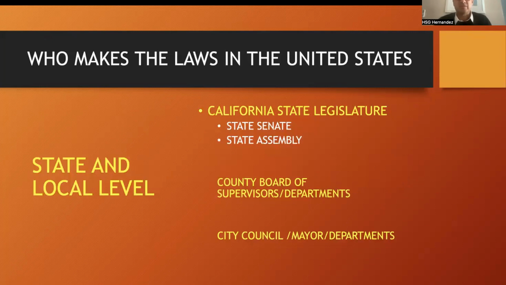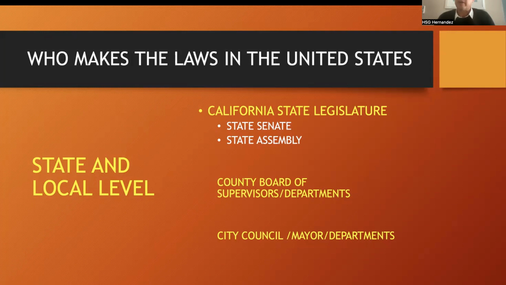So at the state and local level, just a refresher, and we talked about this on Monday, the California State Legislature is bicameral, two houses: the California State Senate and the California State Assembly. I know all of you now have it ingrained in your minds how many state senators there are, 40, and how many state assembly members, 80. You will know that forever. So we will keep that.